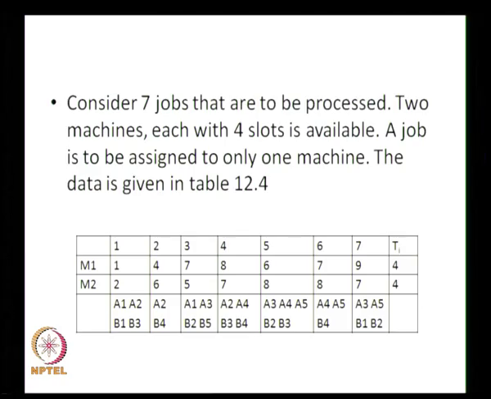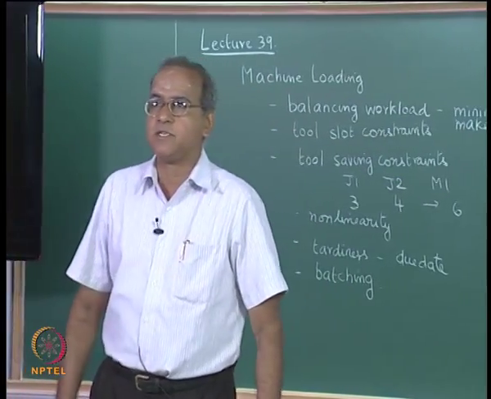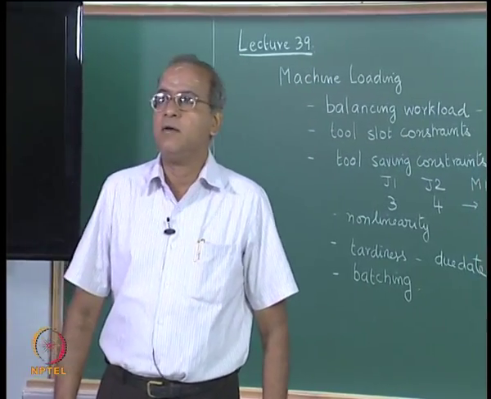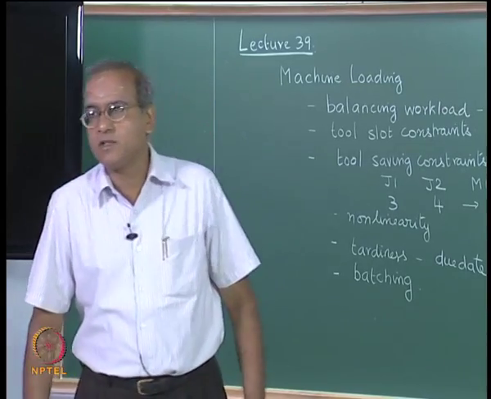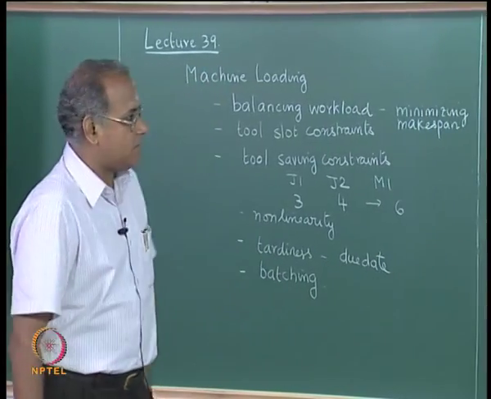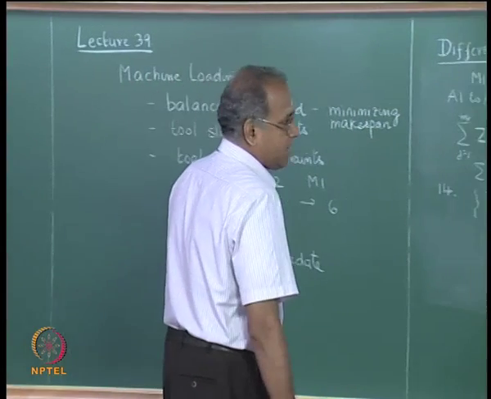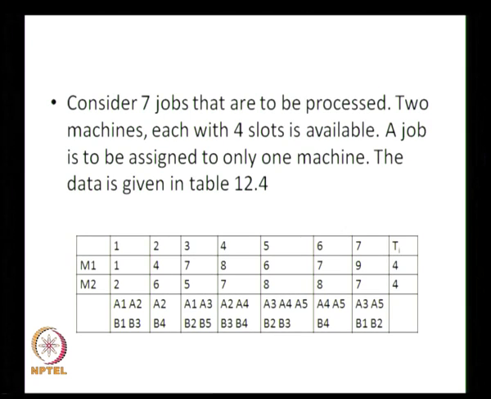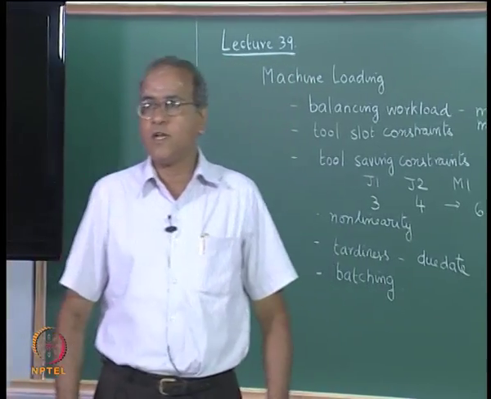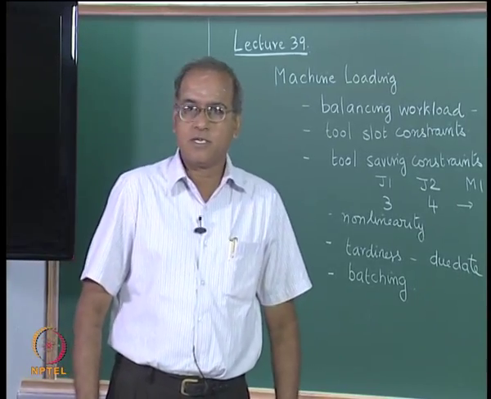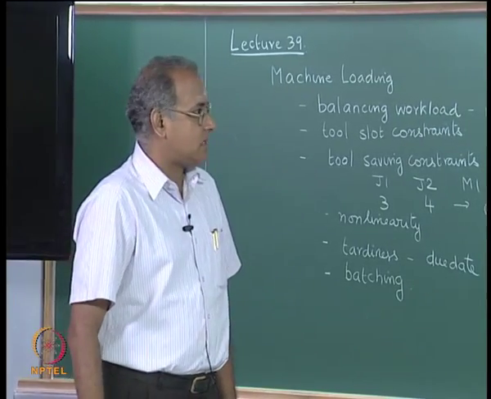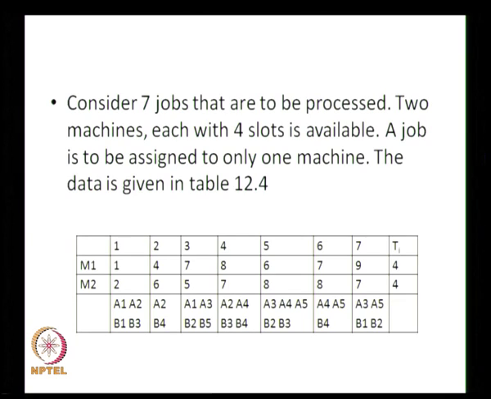Like this, we have 14 constraints for the first machine and another 14 constraints for the second machine, considering all the allocations.